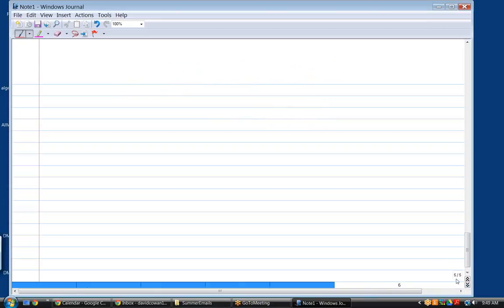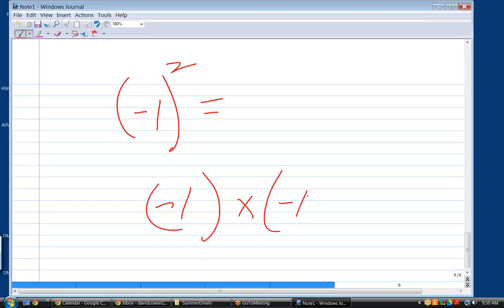All right, let's go on a little bit. What's that equal to? Positive 1. In other words, because the negative sign is in the parentheses, what I'm doing here is -1 times -1. Negative times a negative becomes a positive.